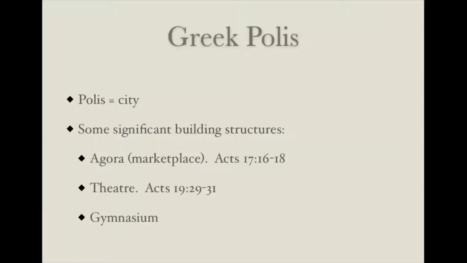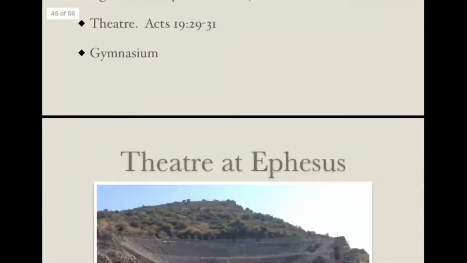The theater is also mentioned in Acts chapter 19. You can look that up as well, but people were in an uproar in Ephesus, and they seized Gaius and Aristarchus, who were Paul's traveling companions, and rushed them to the theater, and they wanted to kill them, and so on and so forth. So that's another reference to a Greek building. Gymnasium we'll get into a little bit.